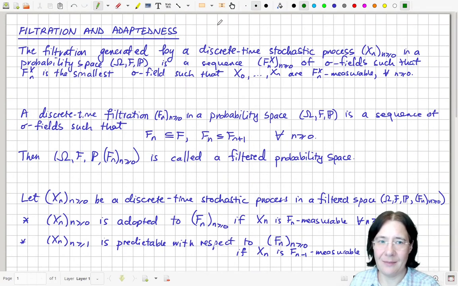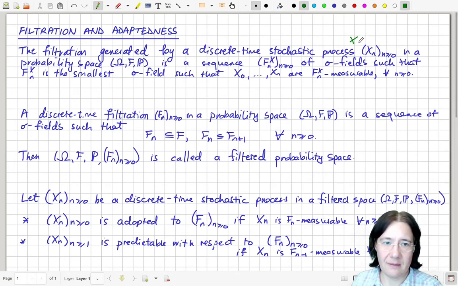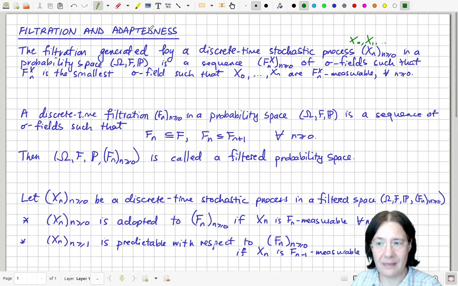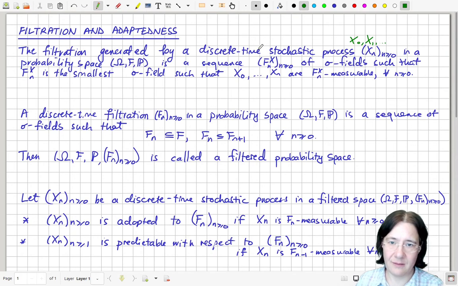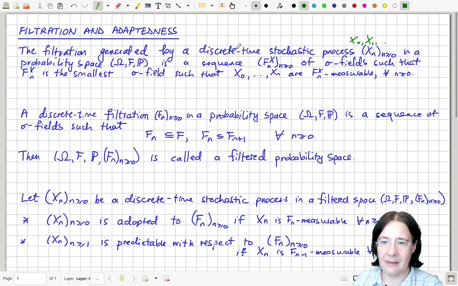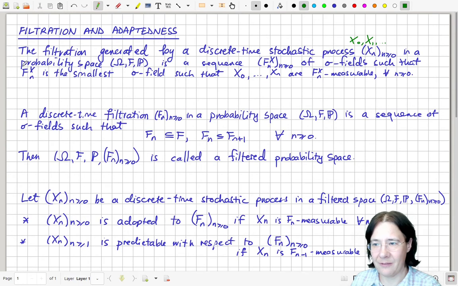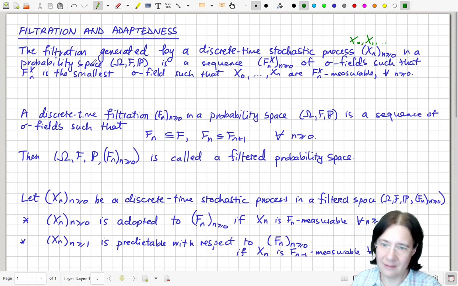Let X be a discrete time stochastic process in a probability space. Now remember, discrete time stochastic process is none other than a sequence of random variables. The filtration generated by a discrete time stochastic process is likewise a sequence of sigma fields such that for each time step n, the nth sigma field is the smallest sigma field with the property that X0, X1, etc. up to Xn are all F_n measurable.